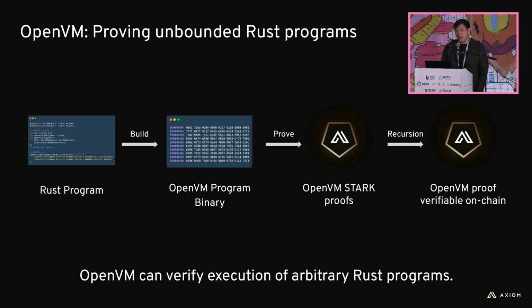And finally, those proofs can be recursed to make them amenable for verification on different blockchains. So currently, we support EVM verification, but in the future, we're probably going to add support for other blockchains as well. So through this process, if you start with just a standard Rust program you're interested in, perhaps something like the state transition function of a rollup, then you can use OpenVM to generate a zero-knowledge proof for your rollup state transition and settle it on Ethereum.